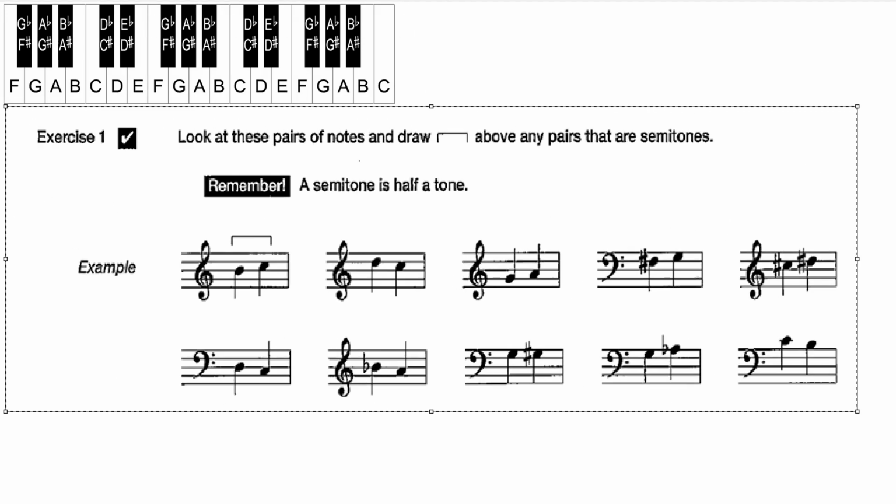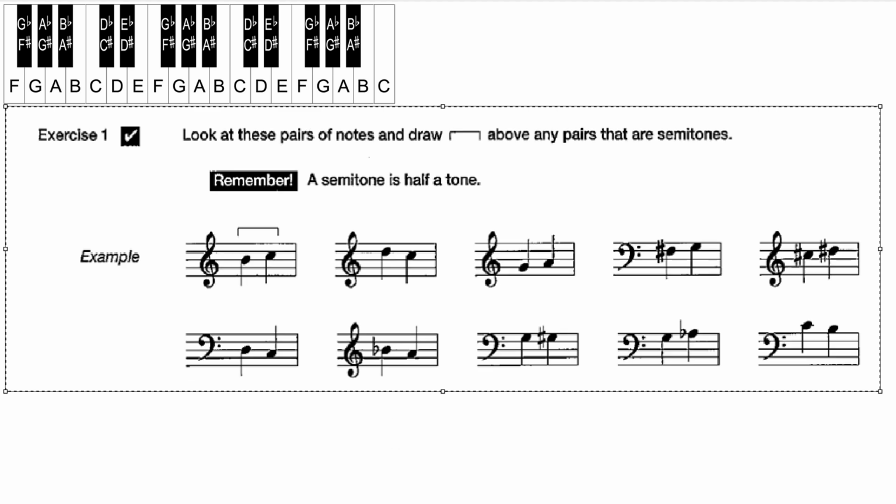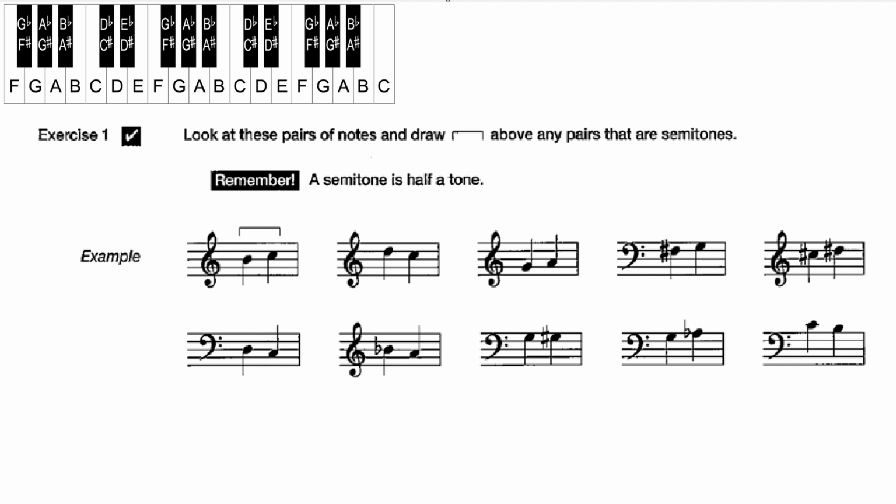Here in exercise 1, we're asked to look at these pairs of notes and draw the square bracket over any pairs that are semitones. So let's take a look. In our example, we've got B to C. There is no note in between B and C, so those are indeed a semitone pair. But if we look here in the second one going across, D to C, there is a note in between, D flat or C sharp, so this is not a semitone. That's a tone.